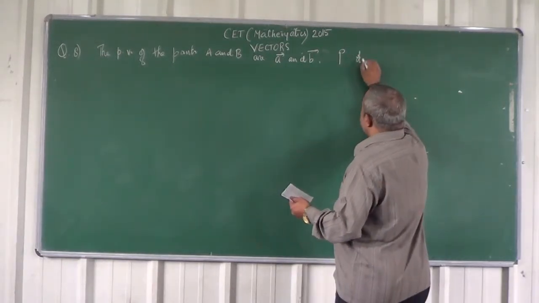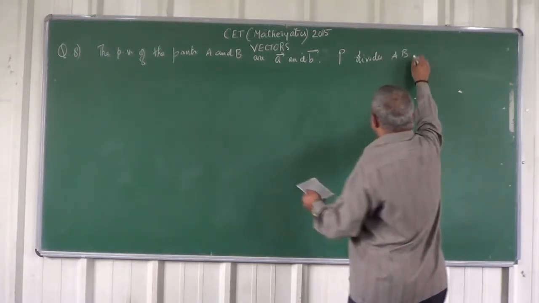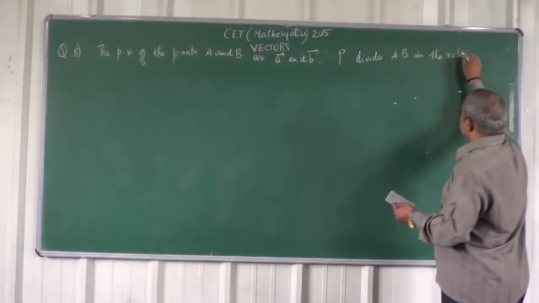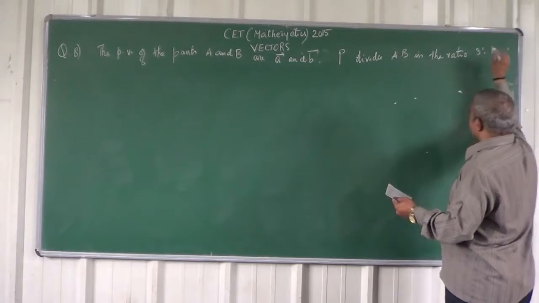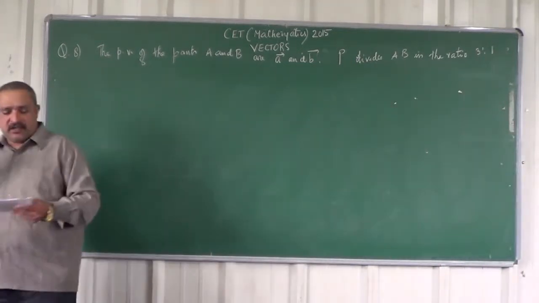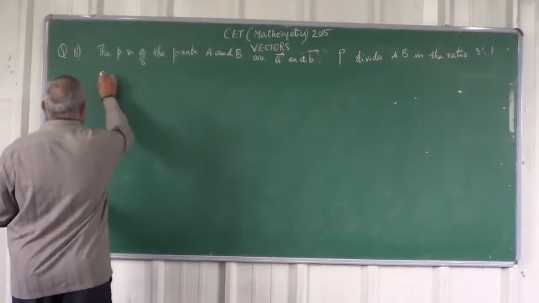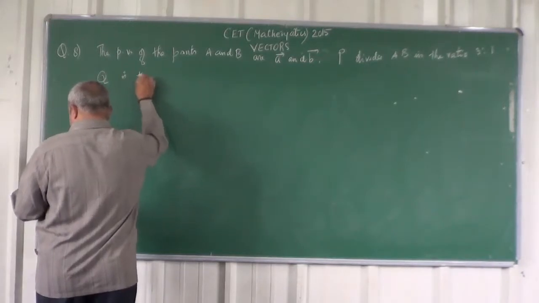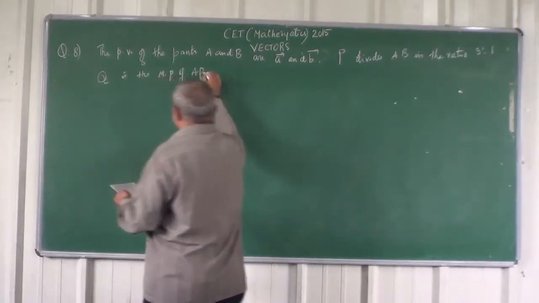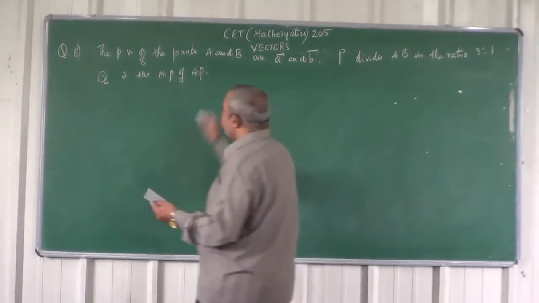P divides AB in the ratio 3:1. Q is the midpoint of AB.